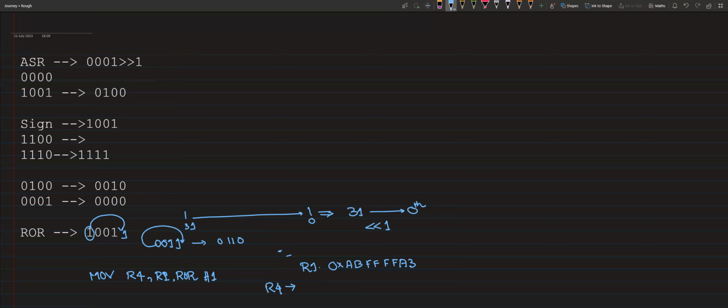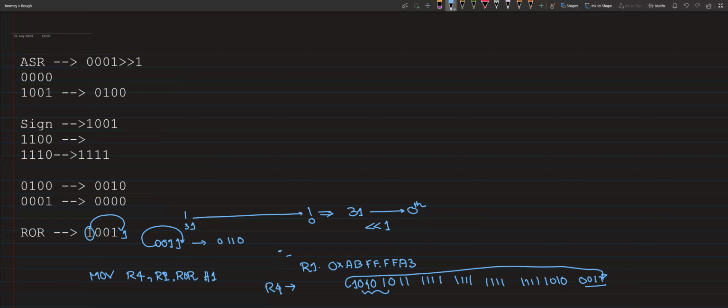So A is actually 1 0 1 0, right? B is 1 0 1 1, F is 1 1 1 1. This is done. So again 1 1 1 1 1 1 1 0 1 0, and 3 is 0 0 1 1. Now rotate right means the last bit will go and sit here, right? So it will be 0 1 0 1 0, and at the last it will be 0 0 1 1, with the 1 moving to the front.